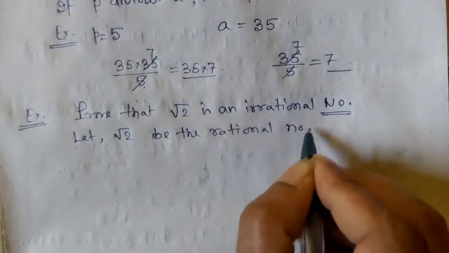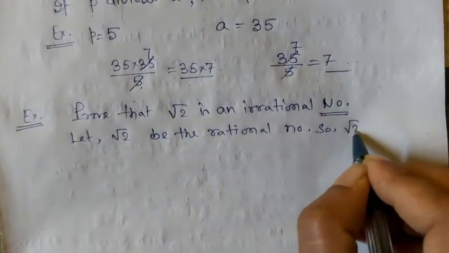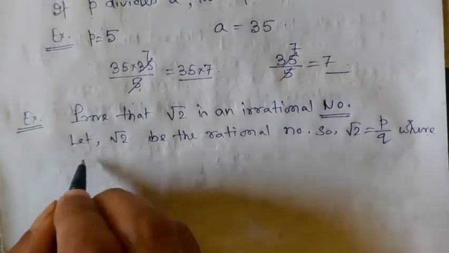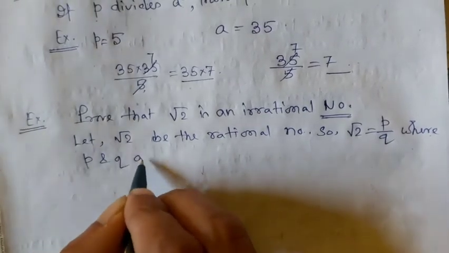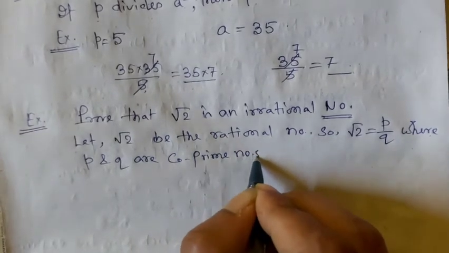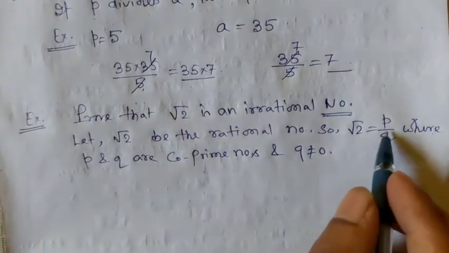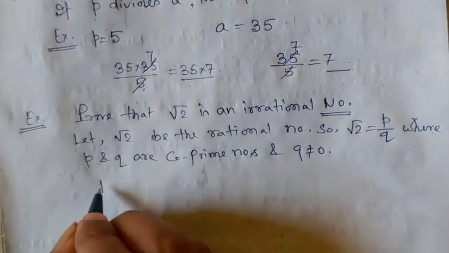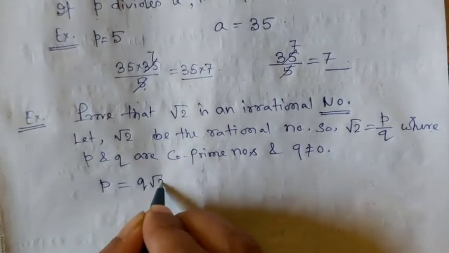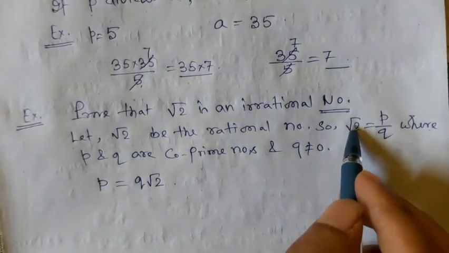So rational number means root 2 can be represented as p by q, where p and q are co-prime numbers, and q must not be equal to 0. So root 2 is equal to p by q. So by cross multiplication we can say that p is equal to q root 2.